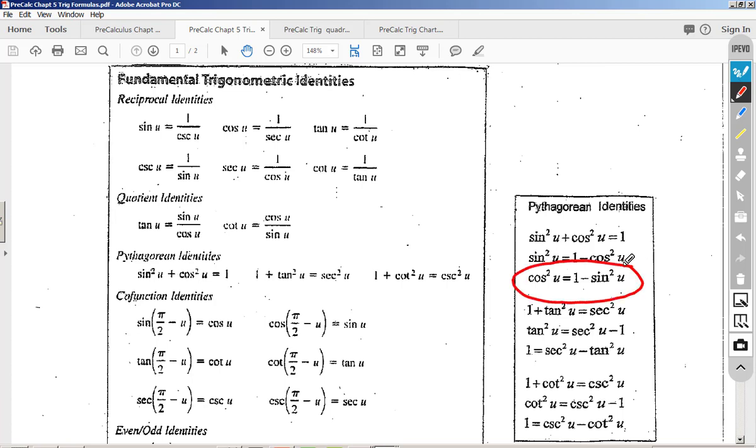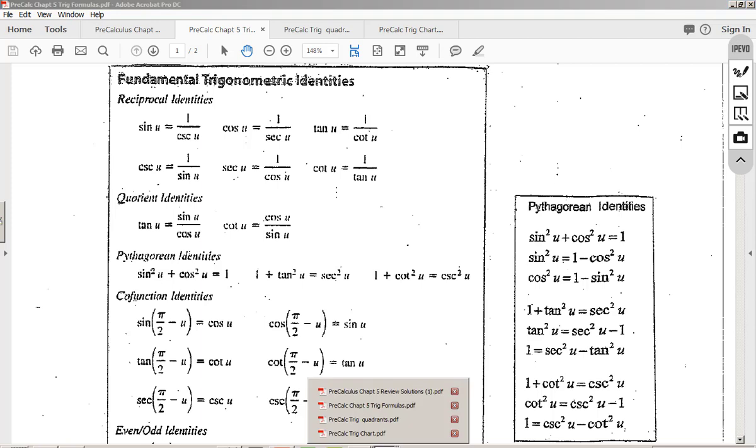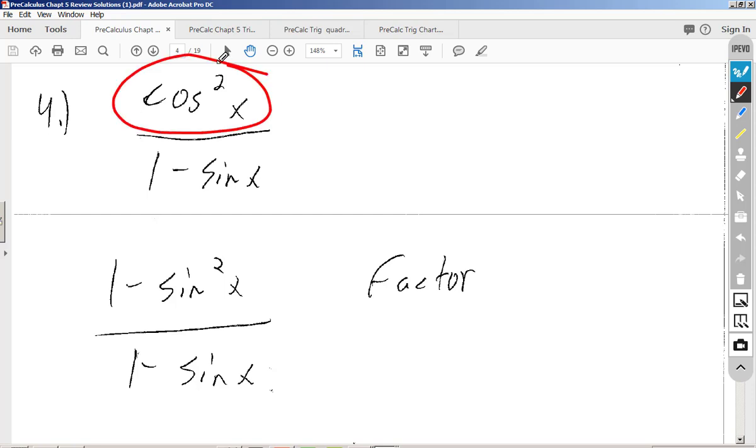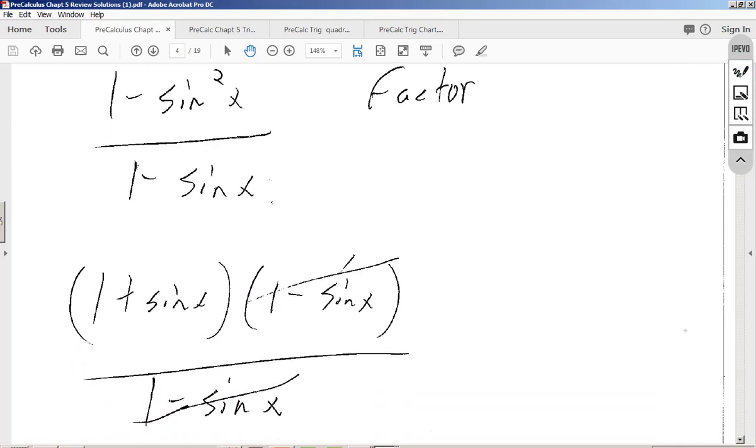I'm going to go ahead and change that over. So coming back to our problem, I'm going to change that cosine squared of x to 1 minus sine squared of x. So this right here becomes 1 minus sine squared of x. Now that I've done that, I'm going to go ahead and factor 1 minus sine squared of x.